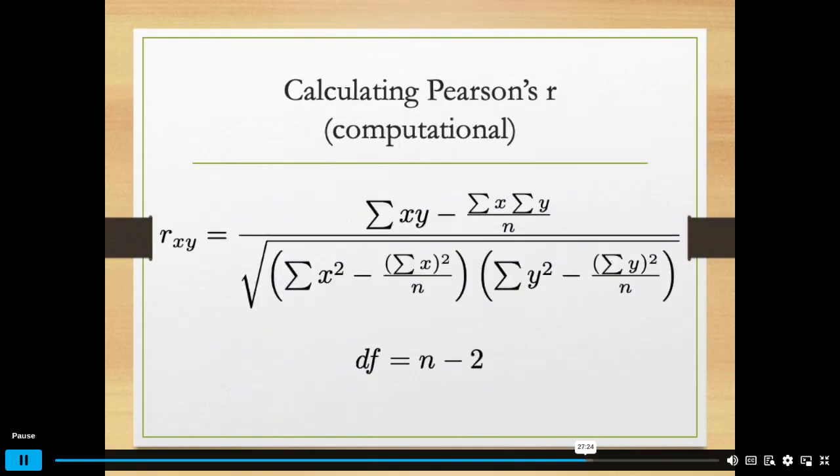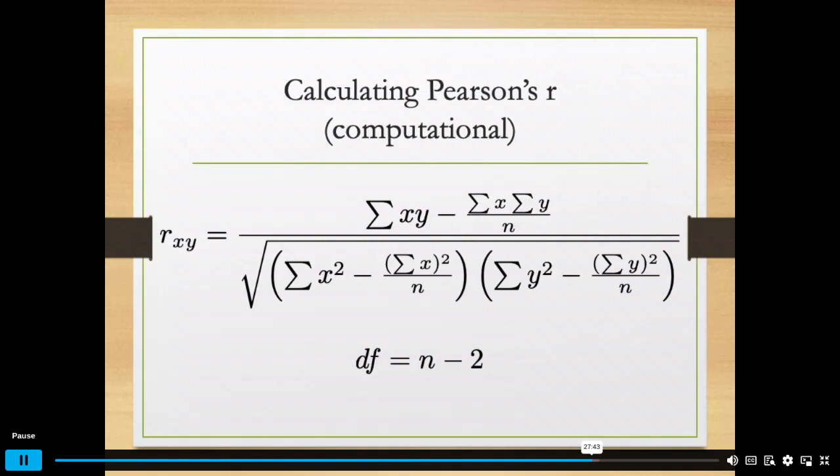We don't usually calculate the correlation coefficient using the conceptual formula. This would require us to first calculate z-scores for all of our data and compute cross products for each pair of observations. This would be time-consuming, especially for large data sets. Instead, we use the computational formula shown here.